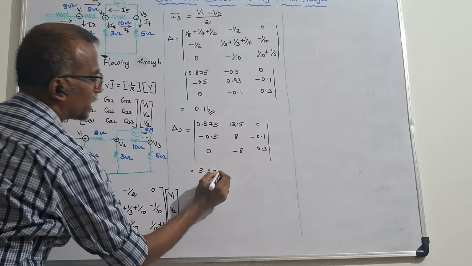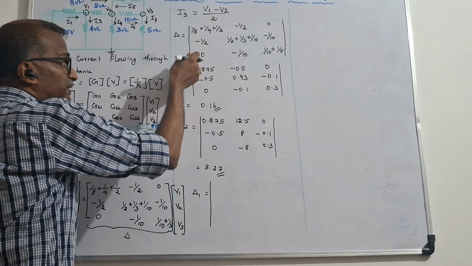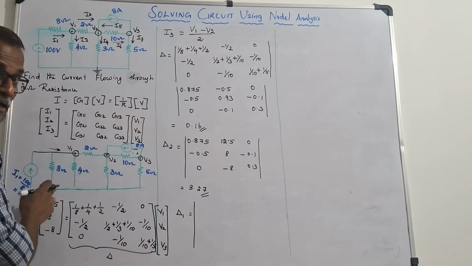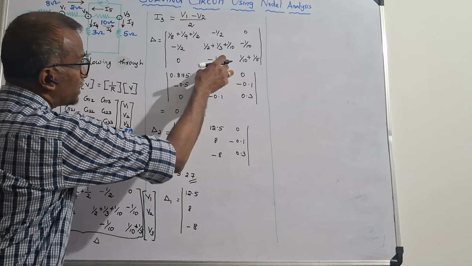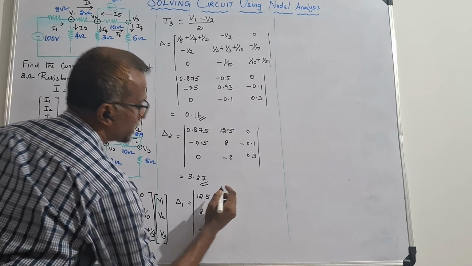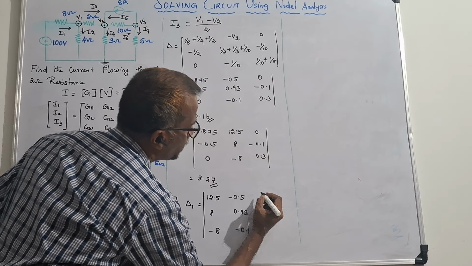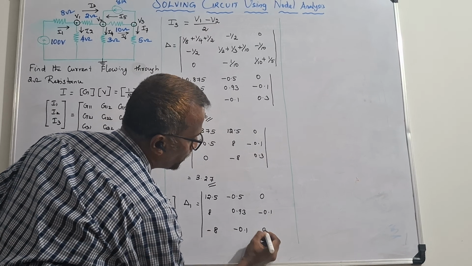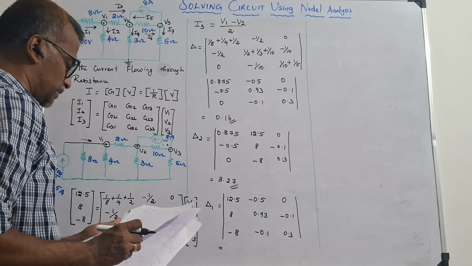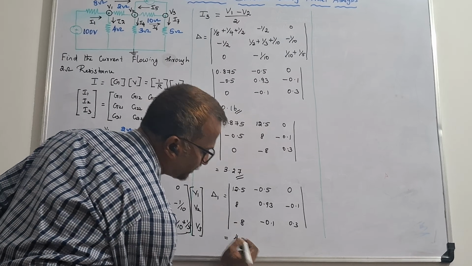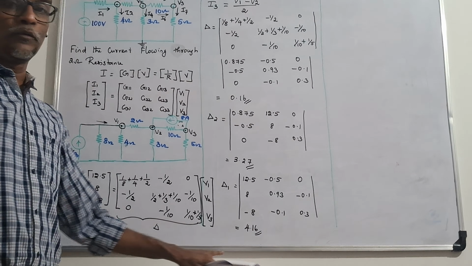So I have calculated delta 2, and delta 1 is nothing but how to find out delta 1? Replace the first column of the delta with this current matrix. Therefore 12.5, 8 minus 8, and these two columns we have to write as minus 0.5, 0.93, minus 0.1, 0, minus 0.1, 0.3. So this determinant value we already know how to calculate, and you can refer to the previous videos. In the Kirchhoff current law video I have explained it. So this delta 1 is 4.16.